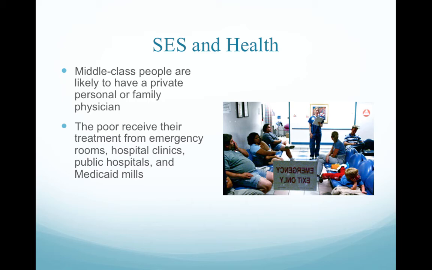The poor, on the other hand, receive their treatment from emergency rooms, hospital clinics, public hospitals, and Medicaid mills. And with this comes a host of problems. You may not be given a proper amount of time to see your doctor. They don't have the history of your conditions and the various diagnoses and treatments you've gone through. And in the case of Medicaid mills, you are given unnecessary treatments so that they can rack up a higher bill. So again, these class differences lead to different treatment for patients.